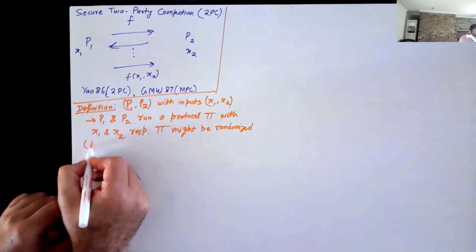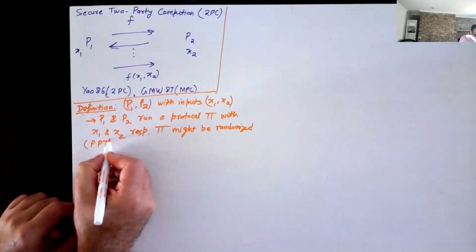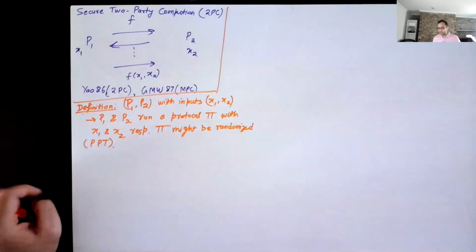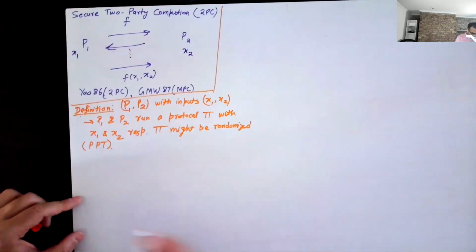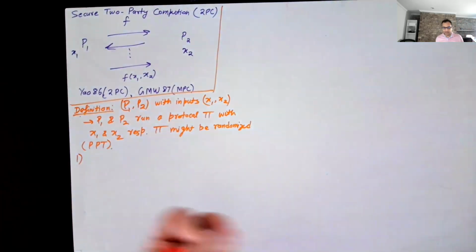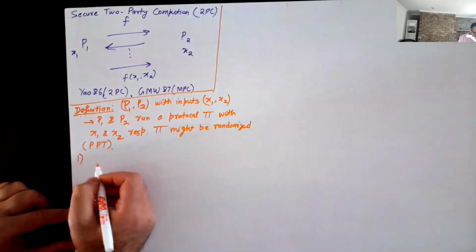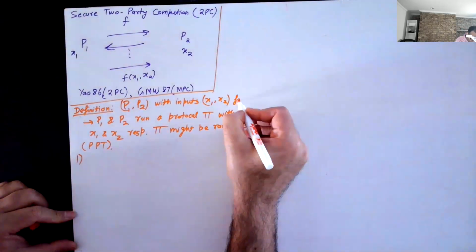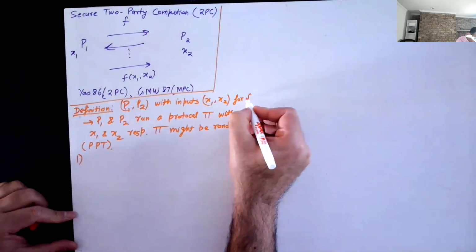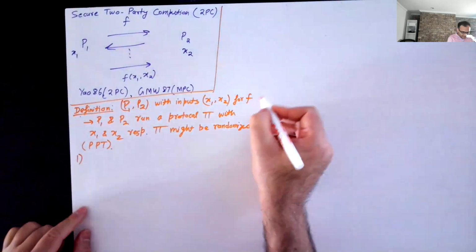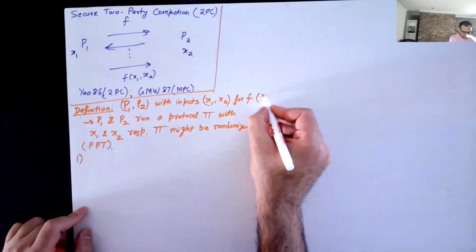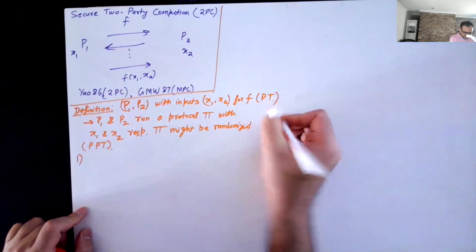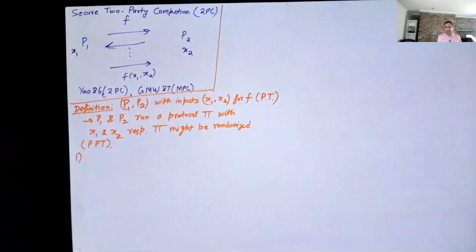In other words, the protocol pi is PPT, probabilistic polynomial time. Now we have two requirements. So first requirement is, of course, the completeness requirement. And here, for some function f. And by the way, f must be a polynomial time function. Okay, you can think of f as a circuit.